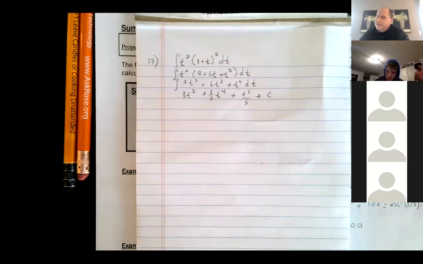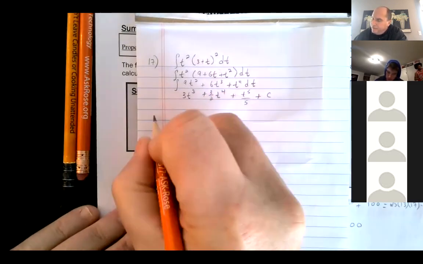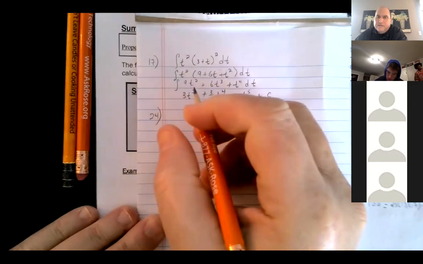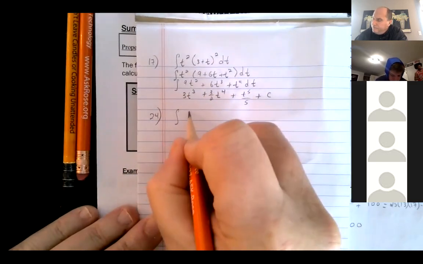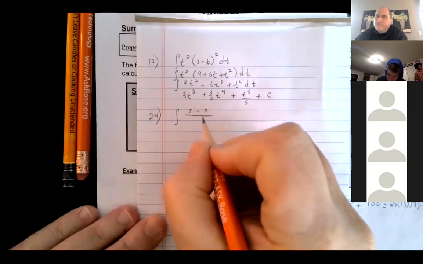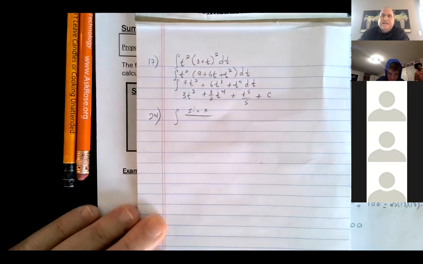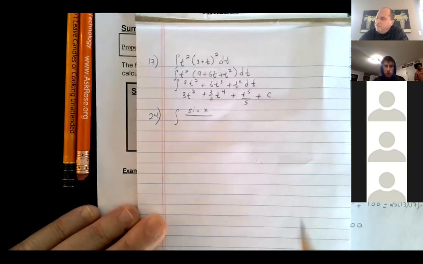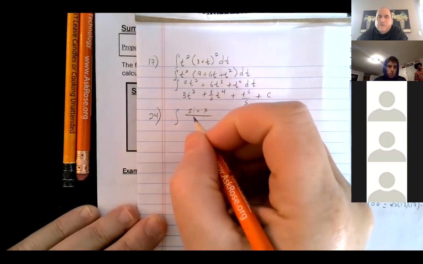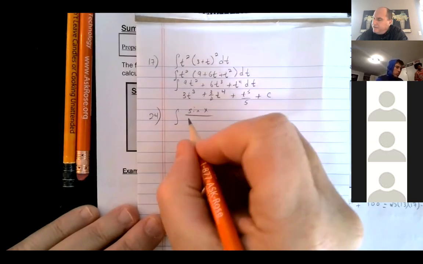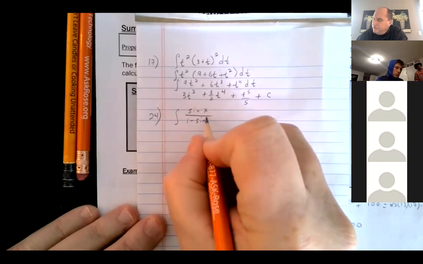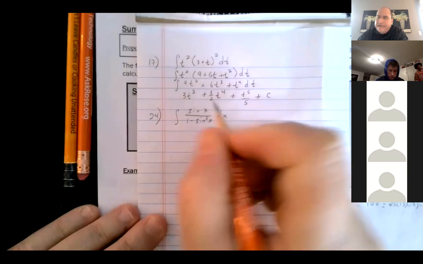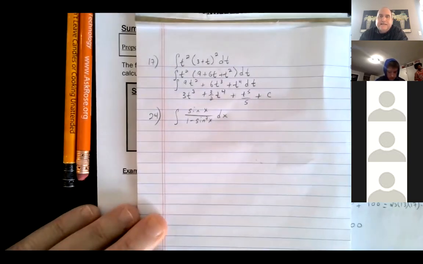All right, sine x divided by 1 minus sine squared x dx. All right.